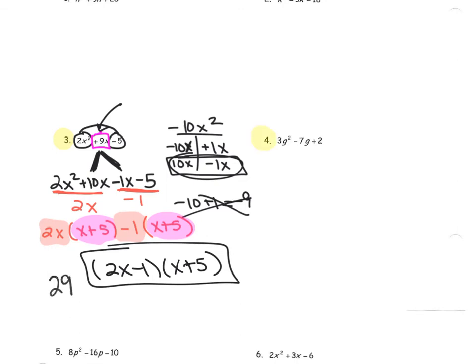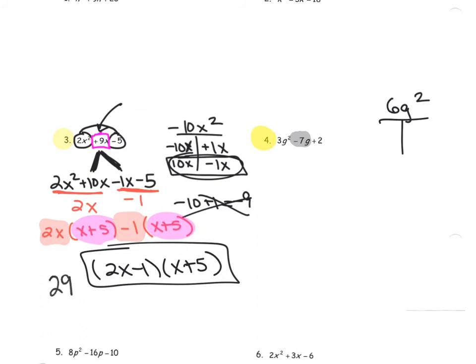Okay, let's do question 4 together. So I have 3g squared minus 7g plus 2. That a value isn't 1, so I have to factor by grouping. So I'm going to multiply the first term by the back term, and we end up with 6g squared. Now I want to think, what multiplies to 6g squared, but is going to add to negative 7g?